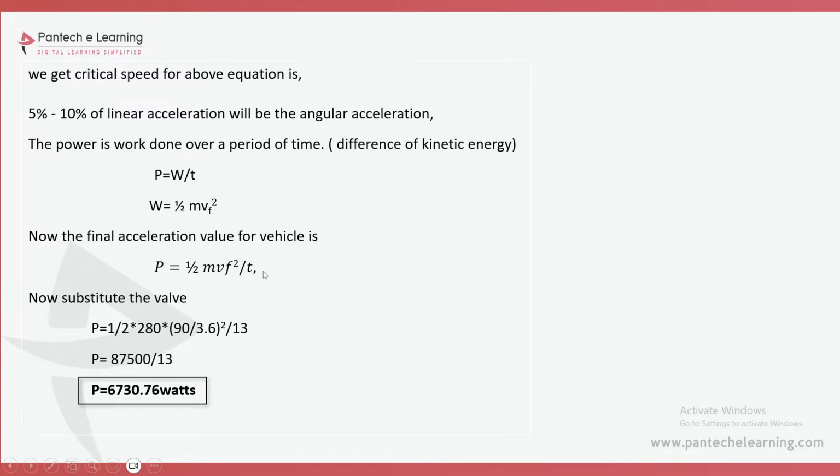So we know the time, because from equations 1 and 2 we can get the value 13. Okay, so now substitute: half into mass of the vehicle, 280. Velocity: 90 by 3.6 whole square by 13. I can simplify, so total power is 6730 watts. That means a 6 kilowatt battery. 6730 watts, you have to choose a 6 kilowatt battery. Okay, to run your vehicle, you have to choose the 6 kilowatt battery.